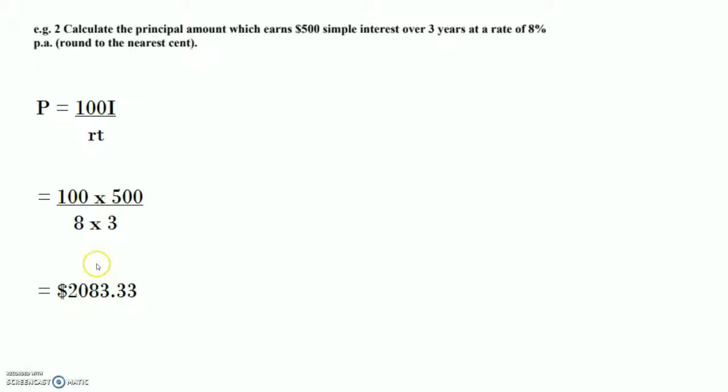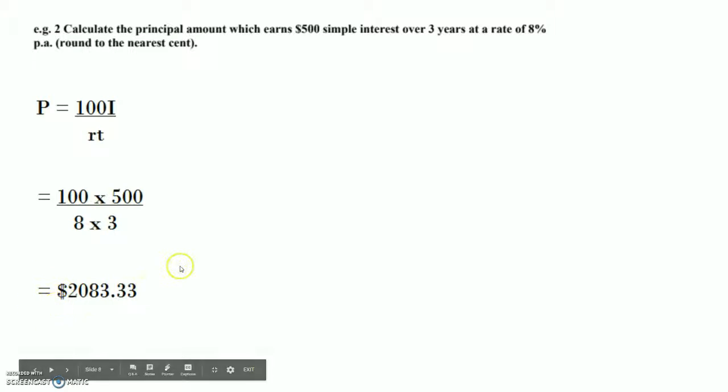Example 2. Let's try to find your principal amount. So we're trying to find P, which earns $500 simple interest over 3 years at 8% per annum. And we're going to round to the nearest cent. So we got our formula, P equals 100I over RT. So then we sub in our unknown values. That's 100 times 500 over 8 times 3. And that's going to give you $2,083.33. So this is our initial amount that we have deposited.